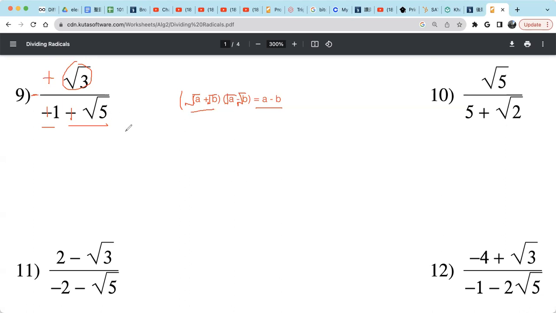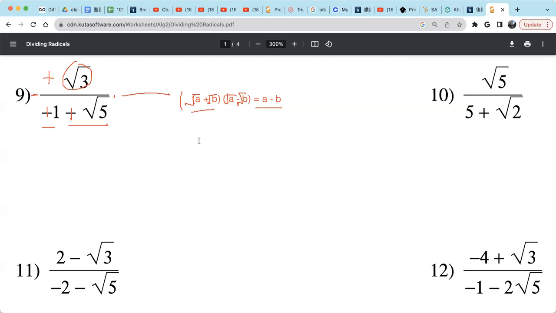Square root of 1 is just 1. So we have this form: square root of a plus square root of b. Because square root of 5 is bigger than 1, we want to think of the square root of 5 as the square root of 8. So we want to multiply by its conjugate.